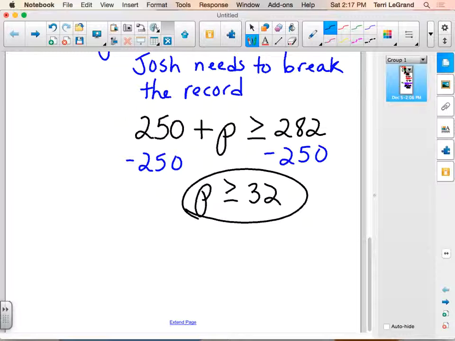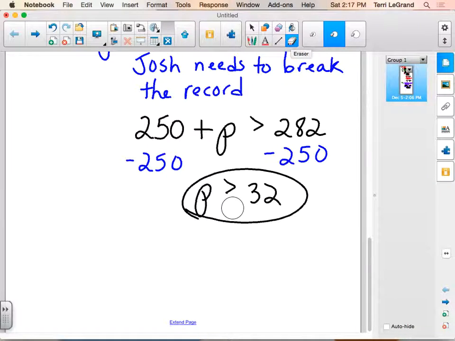We can't include the equal to sign this time. If he wants to break it, he can't have 282 pounds. So we need that equal to bar out of there. To break it, not tie it, he needs to have an additional 32 pounds, more than 32 pounds. So anything over 32 pounds, this is saying would break the record.